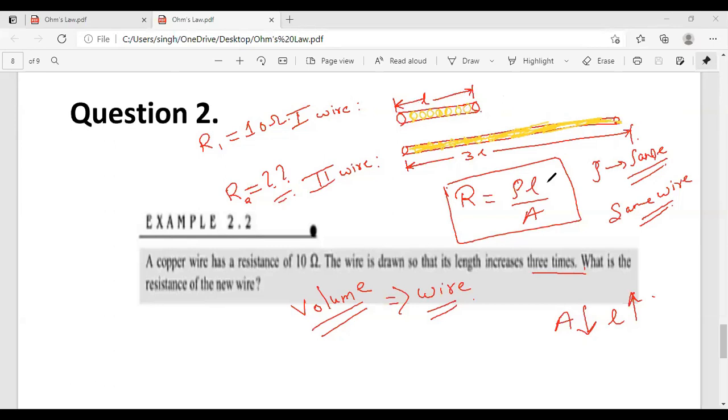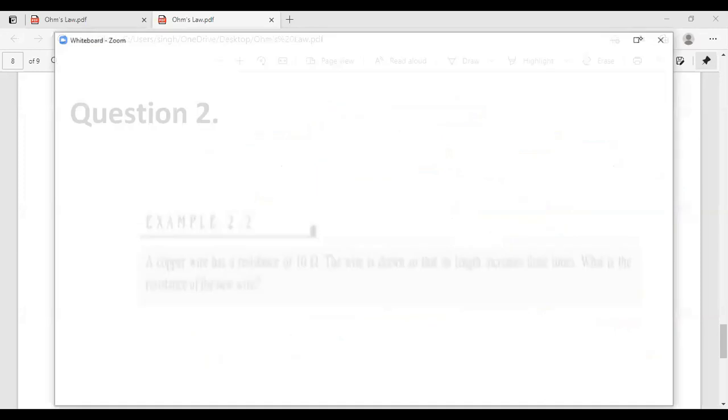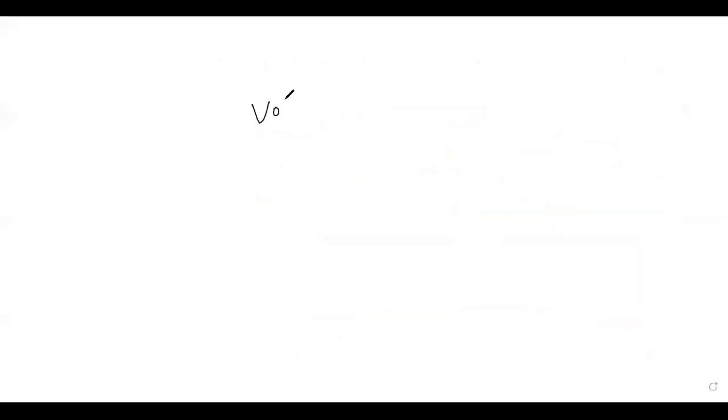Why? Because here when length is increasing, we have seen that the area of cross section will decrease. Let's suppose the initial volume is V1 and for the second wire the volume is V2, I am writing here. So here I mean to say that volume remains same for both the cases.